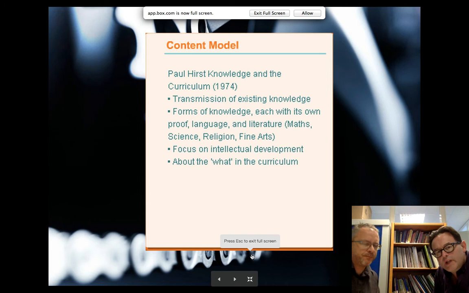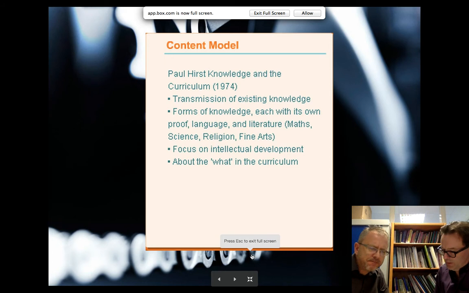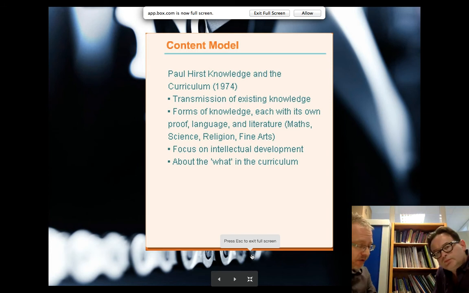What about the next one, the content model? Now, to me, content suggests that it's more focused on and involved in what is within the curriculum, as opposed to what comes out at the end of it. Yeah, you're not wrong, absolutely. And it's quite interesting to look at this, because for a long time, this was the dominant model. It's dominated education for much longer, actually, than the objectives model.